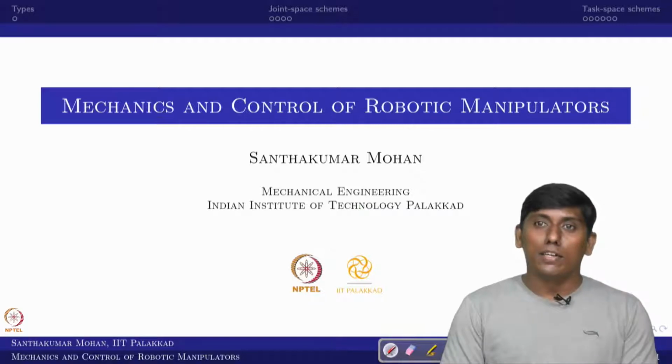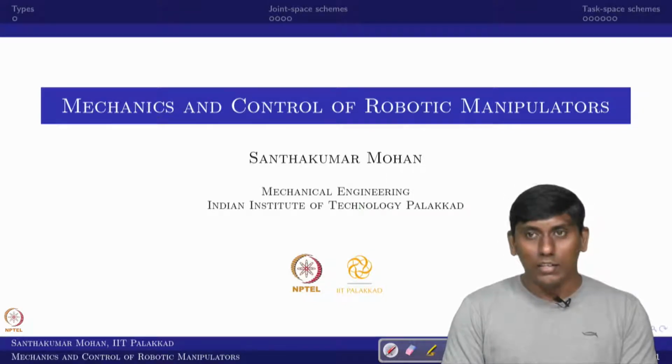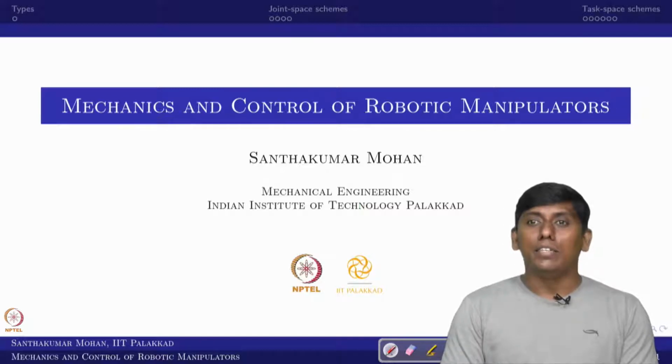Welcome back to Mechanics and Control of Robotic Manipulator. In the last two classes we have seen what a trajectory is and how to generate a trajectory using a cubic polynomial, a fifth order polynomial, cycloidal motion, or straight-line interpolation with parabolic blend.